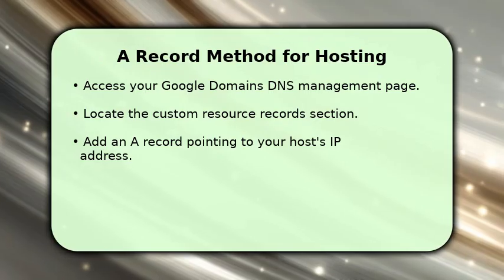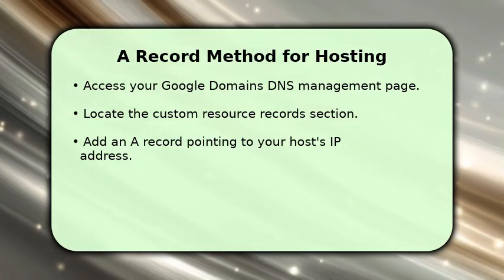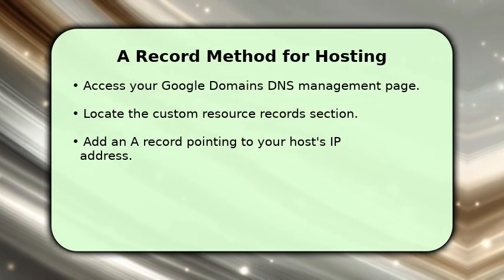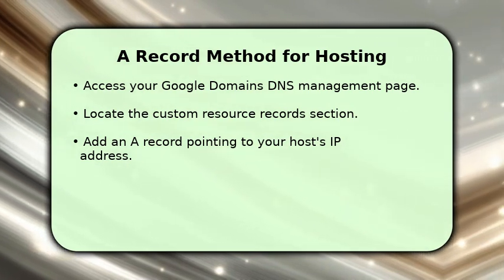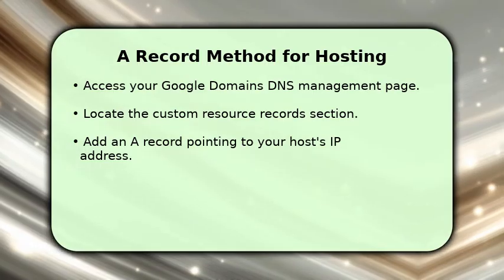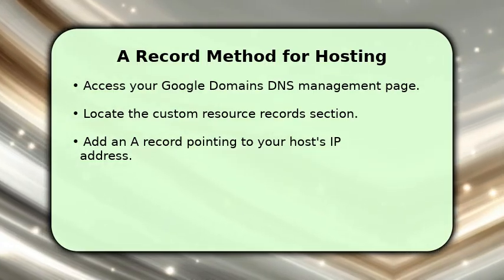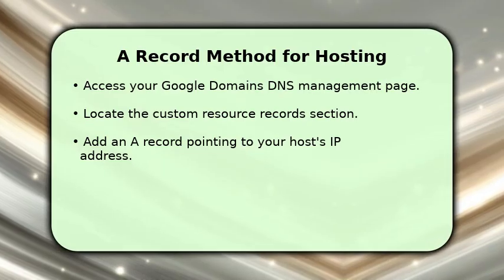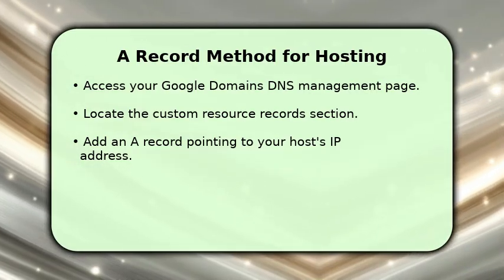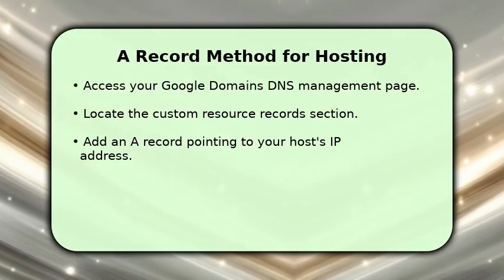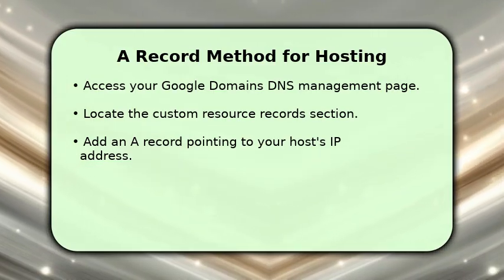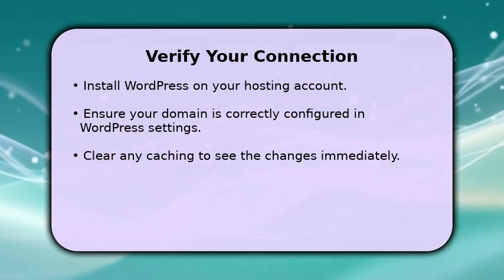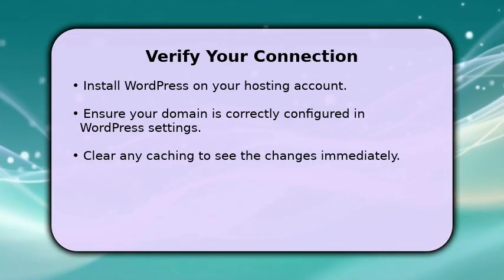Alternatively, you can use A records to point your domain. This method is often used when your hosting provider doesn't require name server changes. In Google Domains, go to the DNS management page and find the custom resource records. Here, you'll add an A record, entering your web host's specific IP address. Also, create a CNAME record for www that points to your domain name. Save these settings. Once your DNS changes are complete, the next step is to install WordPress on your hosting account.